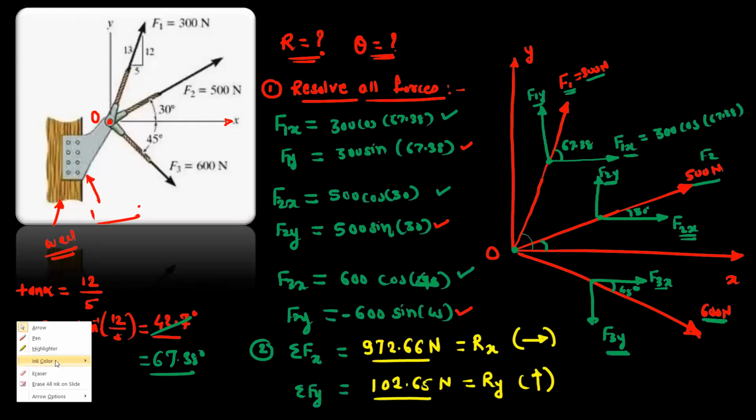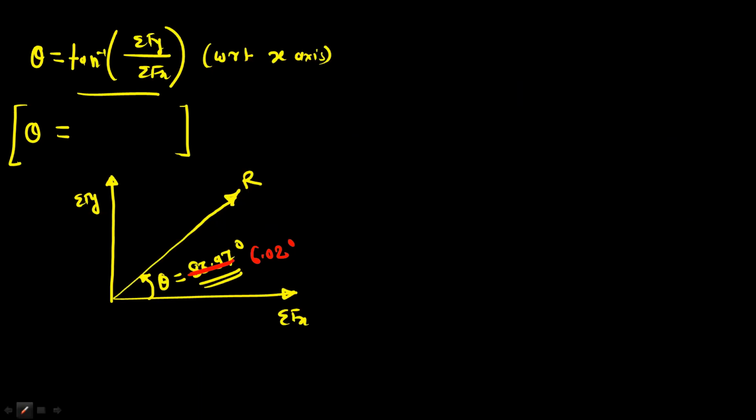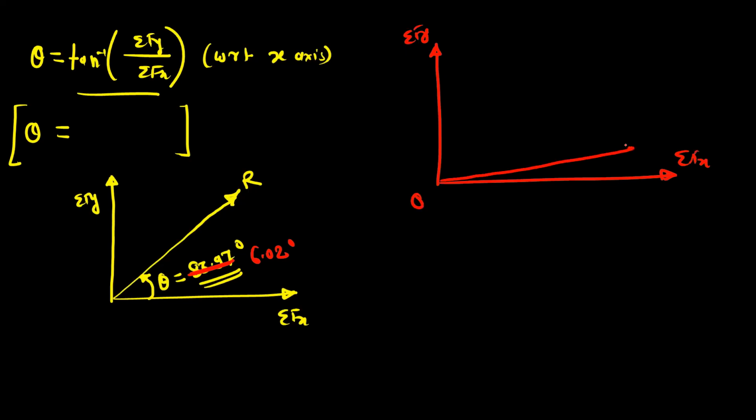That means in the original diagram, if you want to show the resultant, it will be somewhere close to x-axis. So this is your resultant. Angle is theta, which is 6.03 degree. This is your summation Fy. This is summation Fx. This is origin. And this is the resultant.